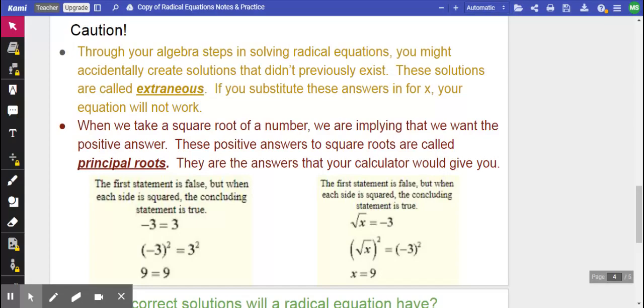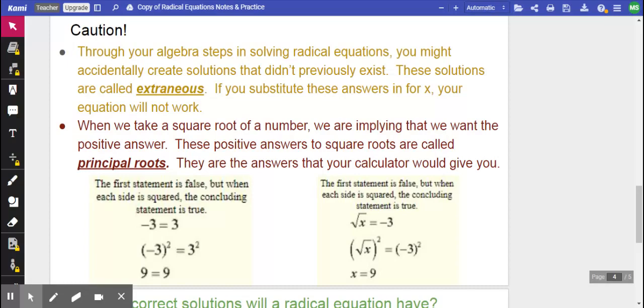So when we talk about a square root of a number, we are generally talking about what is known as a principal root. That is, if you put a square root of 4 in your calculator, you're going to get the answer to be 2. Now we know that 2 times 2 is 4, but negative 2 times negative 2 is also 4. So we want to only consider the positive roots.